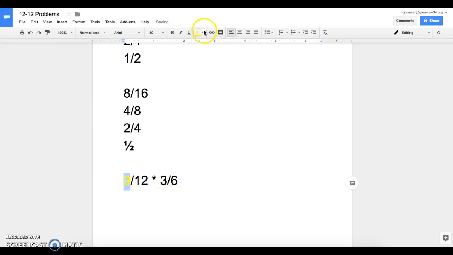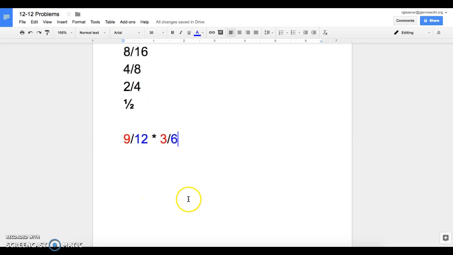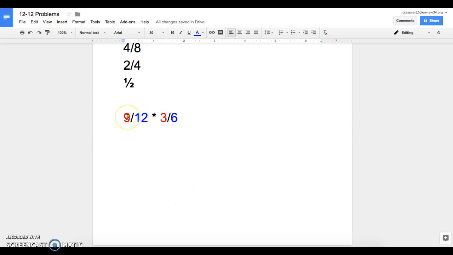make my numerators not yellow, red. So numerator is 9, numerator is 3. We'll make the denominators blue: denominator is 12, denominator is 6. Okay, so 9 over 12 times 3 over 6. Well, what can you pull out of a 9 and one of the two denominators? So let's do the 9 and the 12. What can you pull out of a 9 and a 12? Well, you can pull a 3 out of both of them. So if I pull a 3 out of 9, 9 divided by 3 is 3. 12 divided by 3 is 4. So I can simplify 9/12 as 3/4.